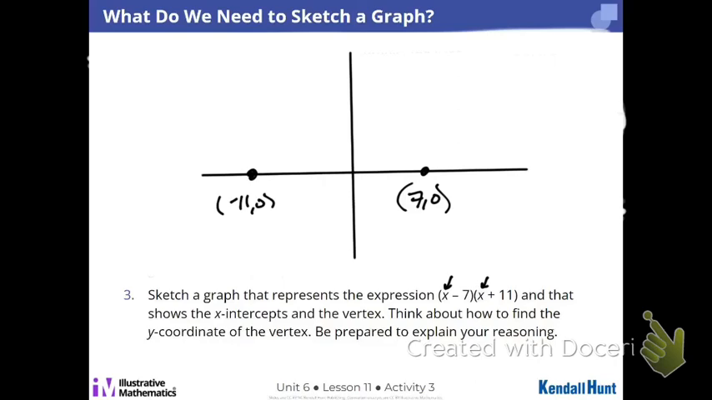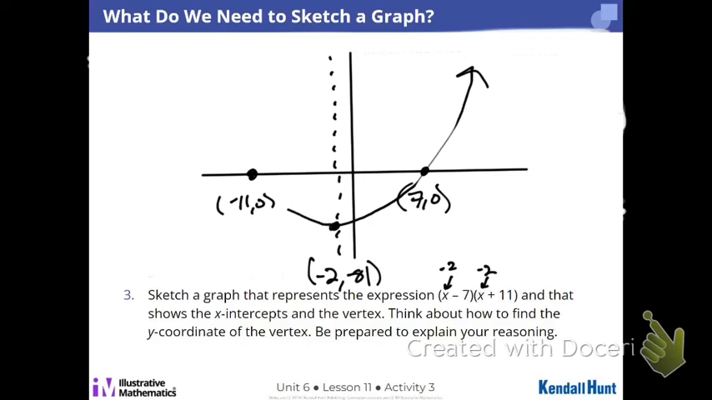-2. So I'm going to put that imaginary dashed line here. I know my x has to be -2 because -11 and 7 are 18 apart. Halfway between is 9 away. 9 less than 7 or 9 more than -11 is -2. Once I know that, how am I going to get my y value? You plug it in. So put a -2 in here. I get -9 times 9, which is -81. So somewhere down there, something like this. You've got a scale on yours.